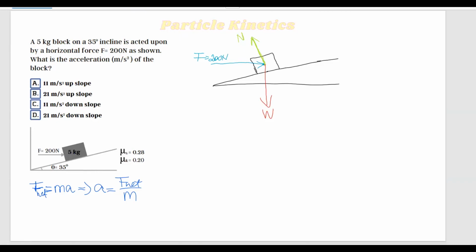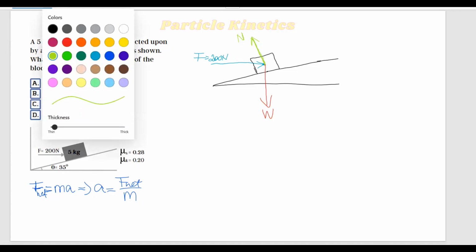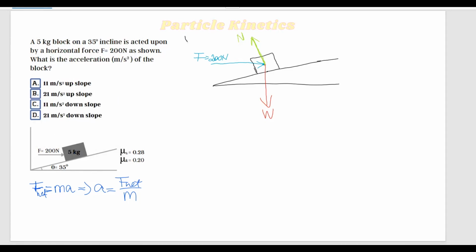Great. One thing to point out is that the problem doesn't state if this block moves upwards or downwards. So we don't know which way it goes. We're going to have to figure that out. Let's start by choosing our coordinate system. I'm going to say this is X and this is Y.